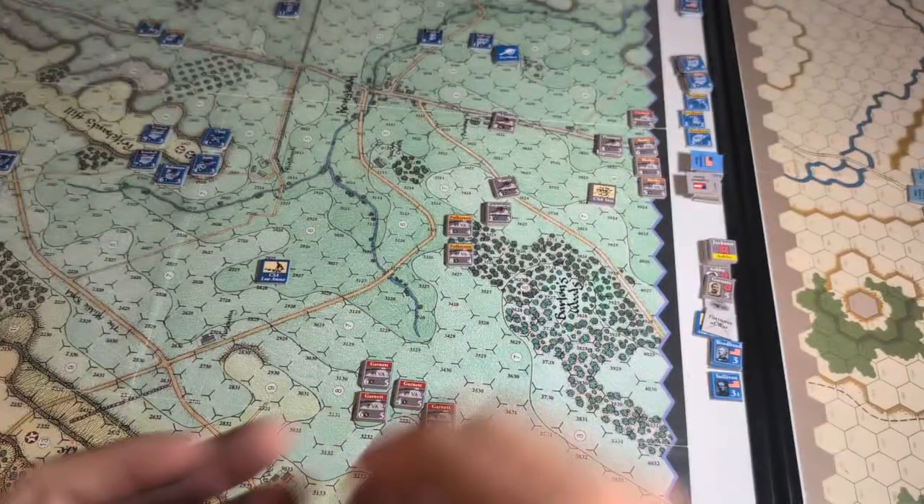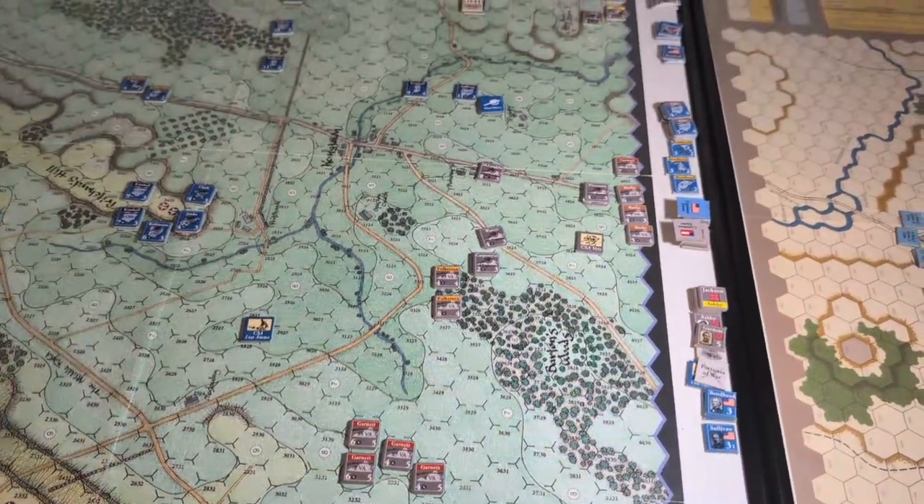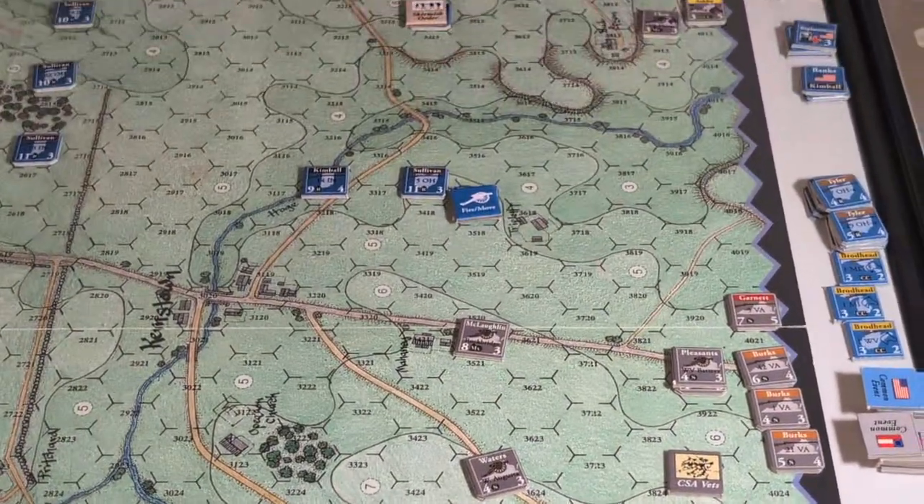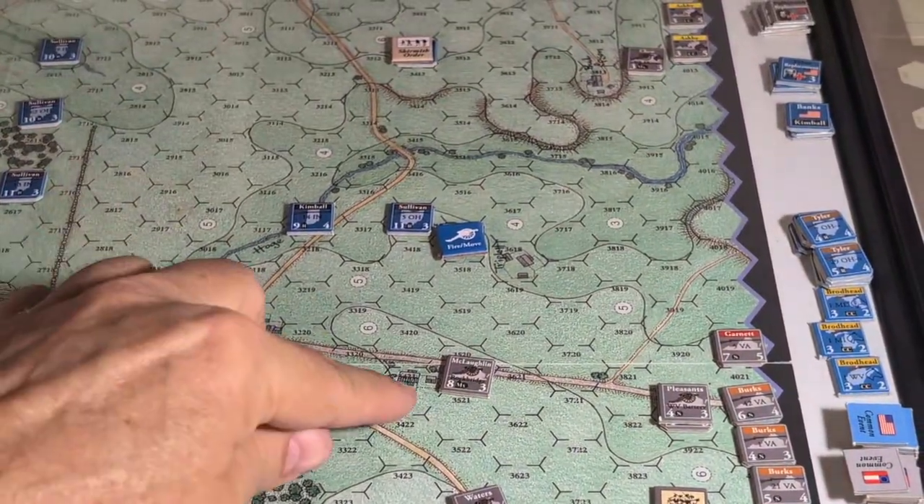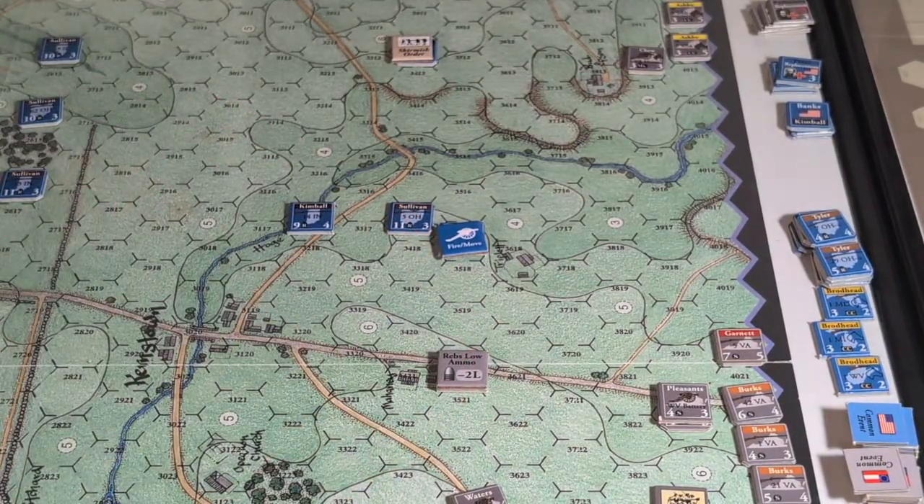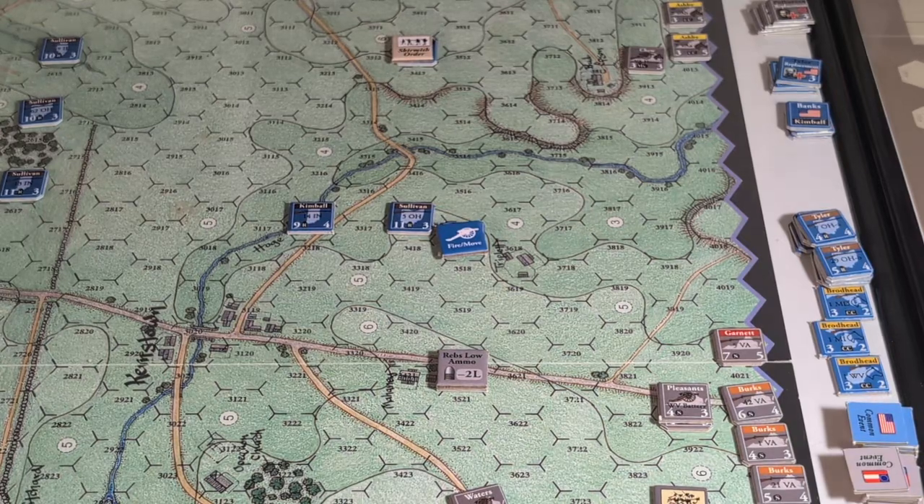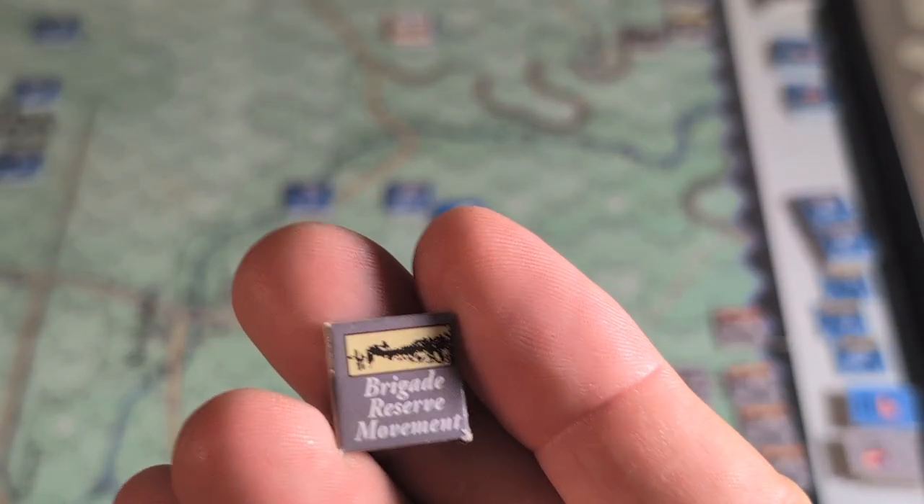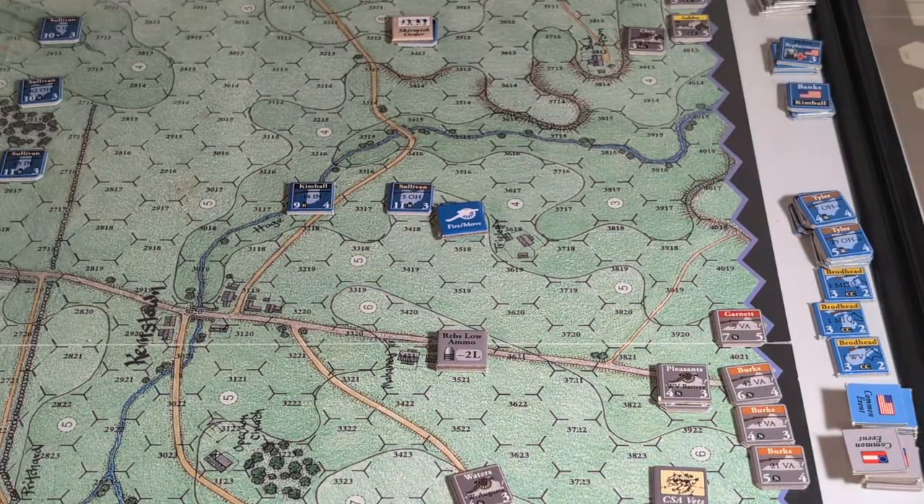So he gets this. That's McLaughlin right there. He's got an 8 strength. So they want to limit that. Okay. We got brigade reserve movement for the Confederates.